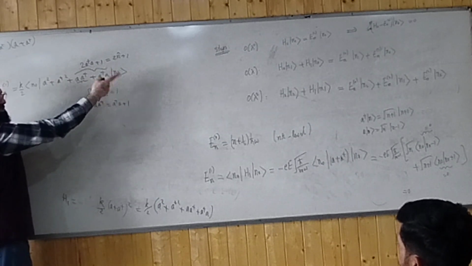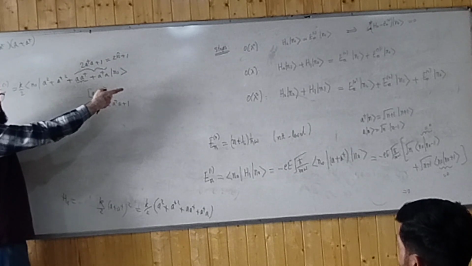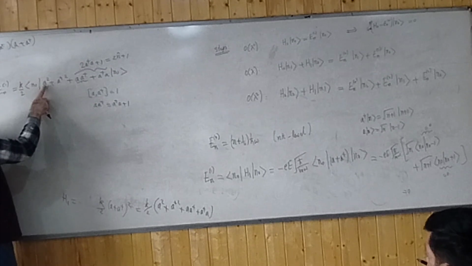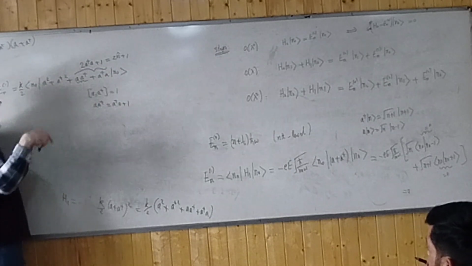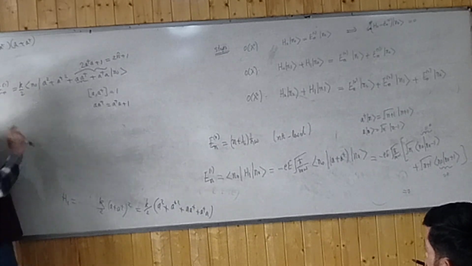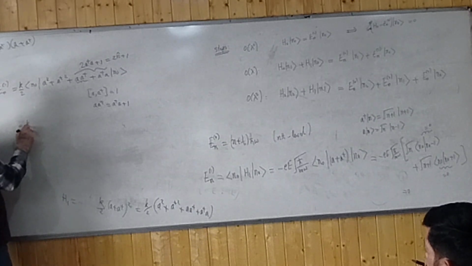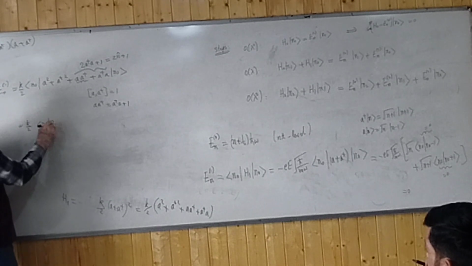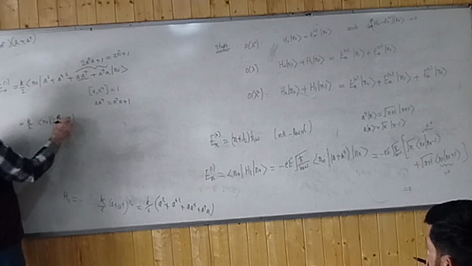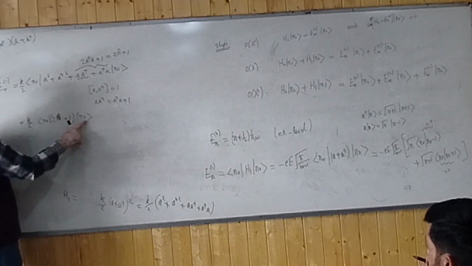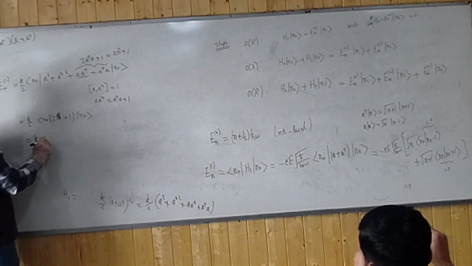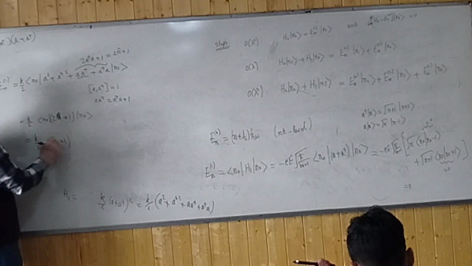Now if you are acting a dagger twice on this, first you will get n0 plus 1 and then you will get n0 plus 2. Once you have overlap with n0, that will give you 0. Similarly, a square will act on n0 and lower it by 2 levels. That will overlap with this and give you 0. So what is there? Only twice n plus 1. So this will count k by 2. Now n acting on n0 will give me n0. So it is twice n0 plus 1.